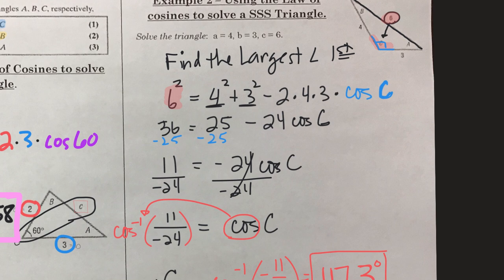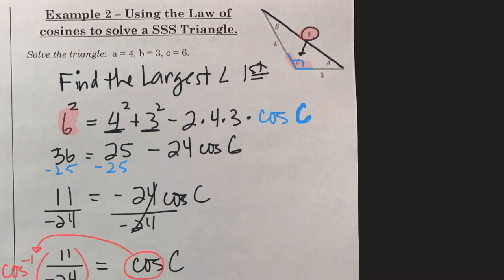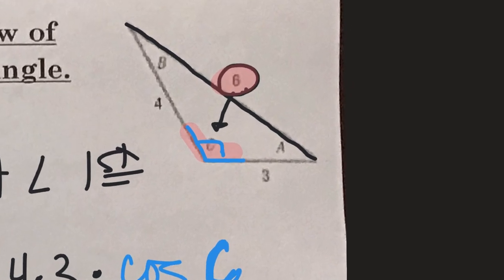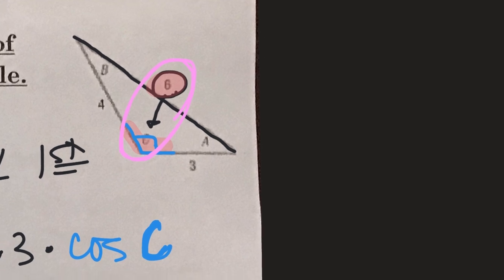So let's do some derivation real quick, okay? Because I want to use the law of cosines to solve for another one, right? We could use the law of sines just fine, because we know now this is 117.3 degrees, so we could use the law of sines to find everything else. But let's just practice using the law of cosines.